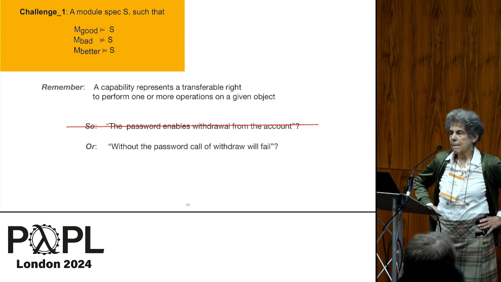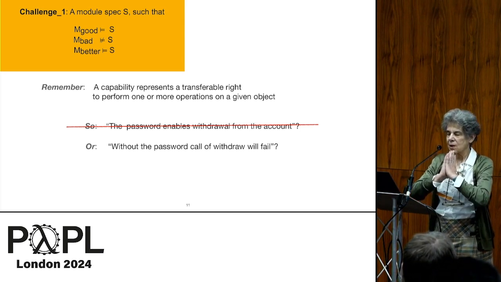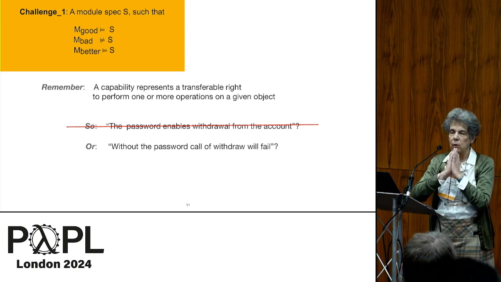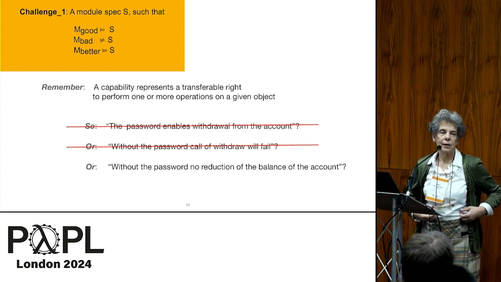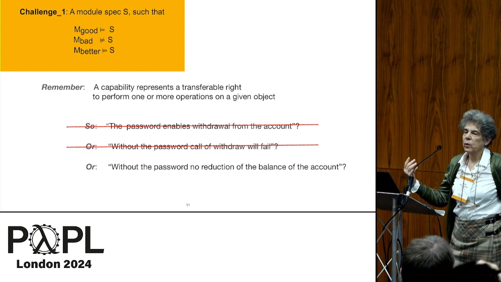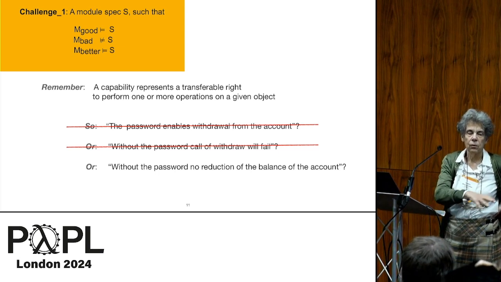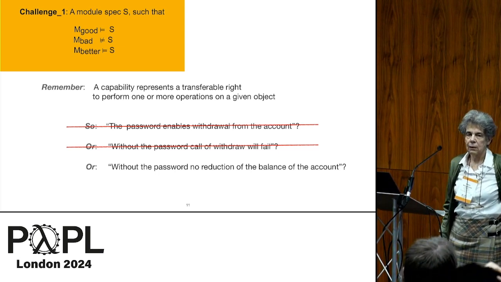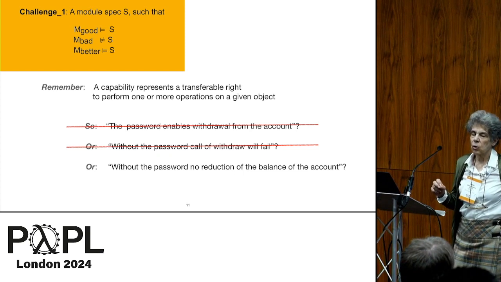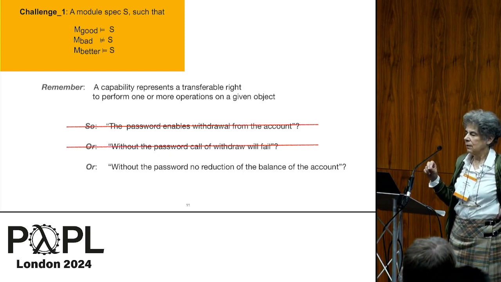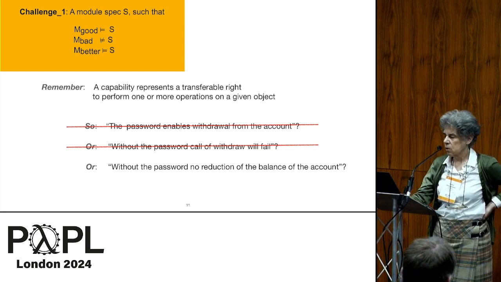So I can be sure that if I have the password, I can withdraw. But what I want to be sure is that without the password, the withdrawal will fail. That's not very good either, because it could be that as well as a withdrawal method, there was another method that allowed me to reduce the balance, something that went through all the accounts and took 10% off and sent it to the Inland Revenue or whatever. So what we want to say is that the effect of the balance decreasing will not happen unless we have the password. So that is the correct specification.